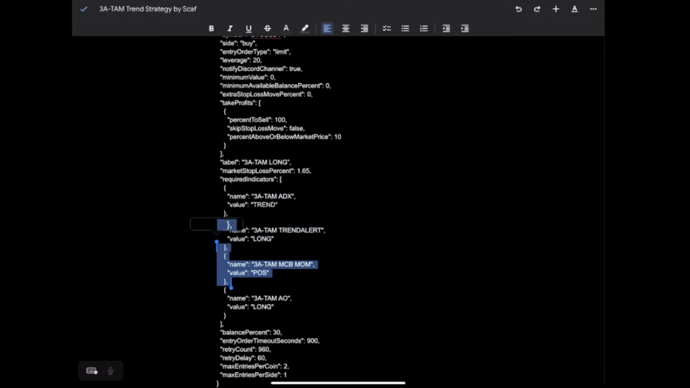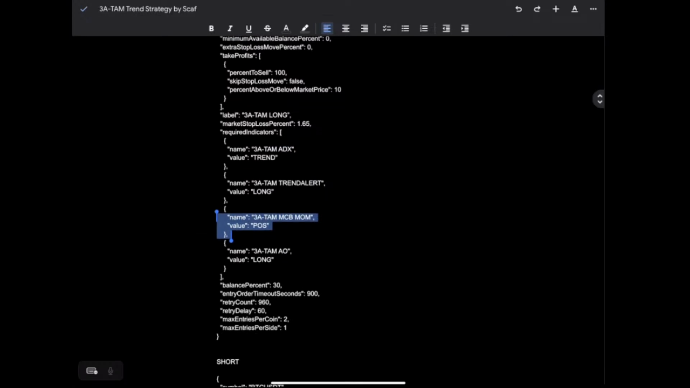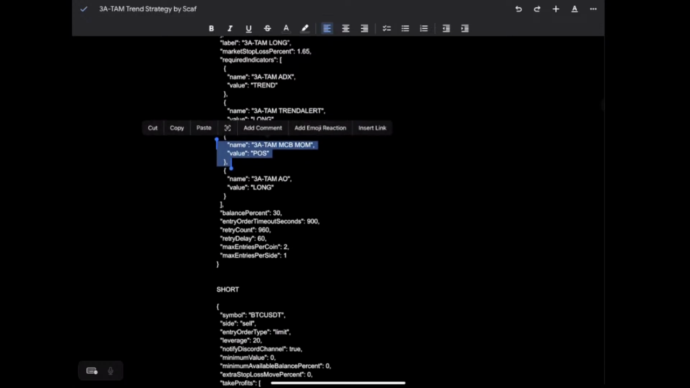Here is the one where we come in and get an OR statement, the 3A TAM MCB, which is Market Cipher B. And you don't need Market Cipher B. You can get a lot of this from either the Div Reader Alpha or Fu Manchu. I think for one thing that I use in this trade, you would need Fu Manchu. The rest you could use Div Reader Alpha that Benton built. Awesome programmer.